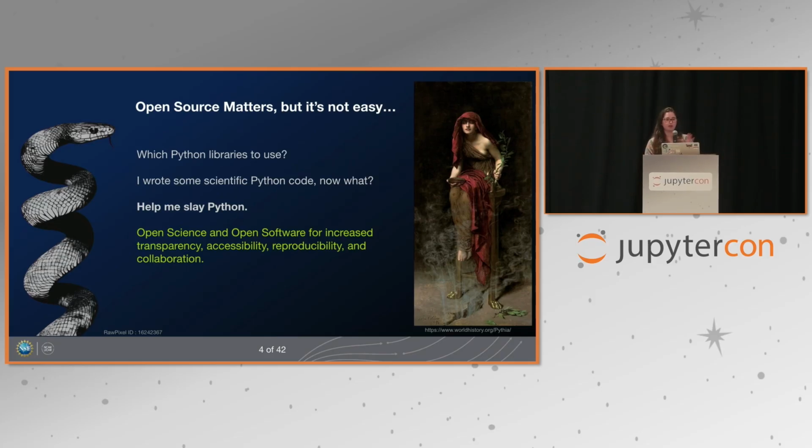So for those who are interested in a little light Greek mythology, Pythia is the oracle of Delphi, and she gives advice to Hercules on how to slay the Python, or the Hydra of Delphi. And so we're trying to help you tackle this multi-headed beast. So we can have open science, open software, transparent, accessible, reproducible, and encourage collaboration, because Earth science affects all of us. And if we don't hoard our solutions, hopefully we can help all of us a little bit faster.